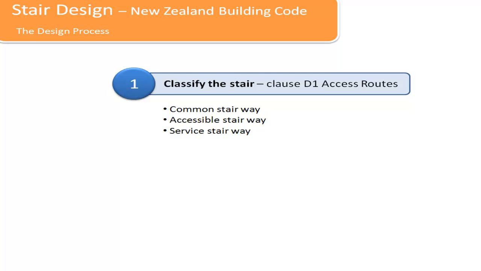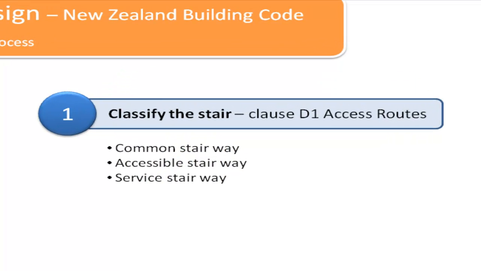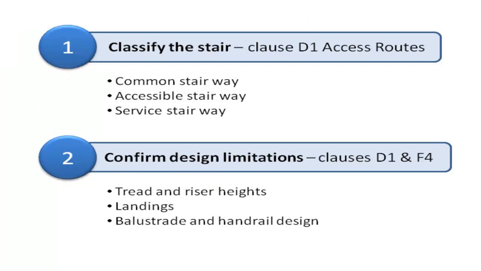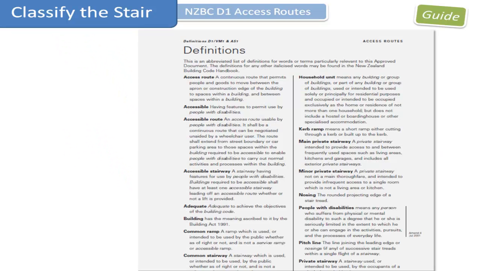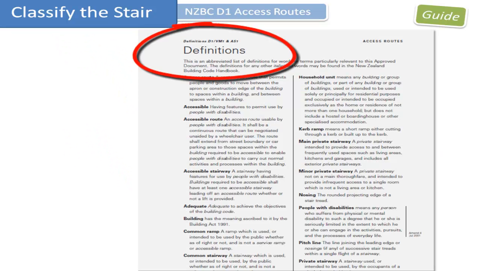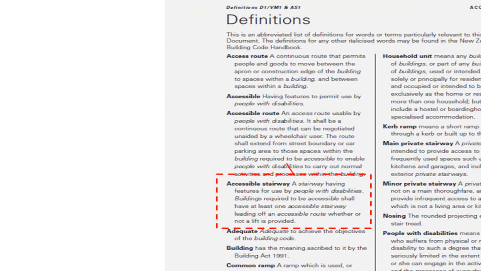We'll look at 2 steps for designing stairs for the building. In step 1, we classify the stair using D1 access routes, and in step 2, we confirm the design limitations for our stair based on its classification. Let's start with step 1 and classify the stair using the definition section in D1 access routes.